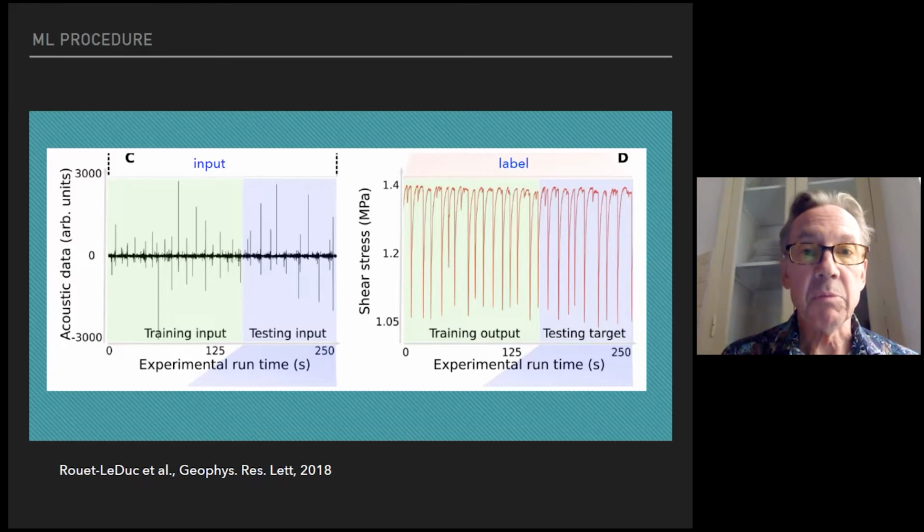Once the model is trained and validated, and we use the green shaded area for both training and validation, then we test with the data on the right-hand side of each panel. So that's, again, a review of the total procedure we're using. Next slide, please.